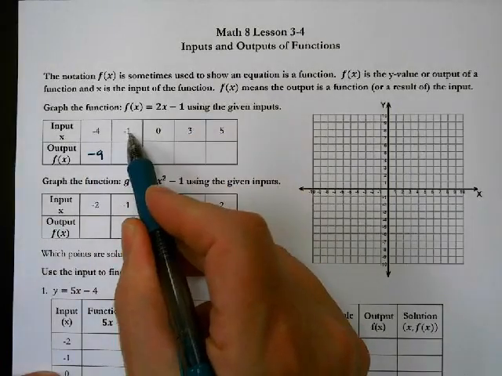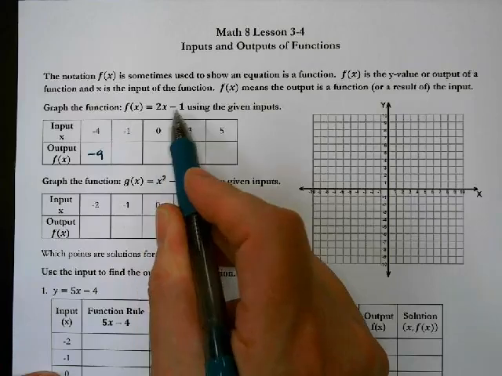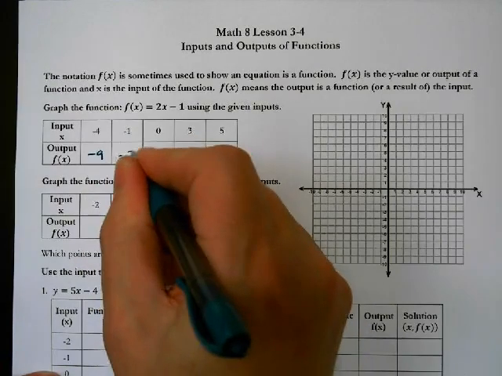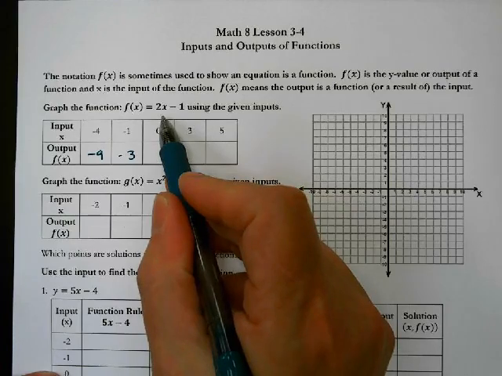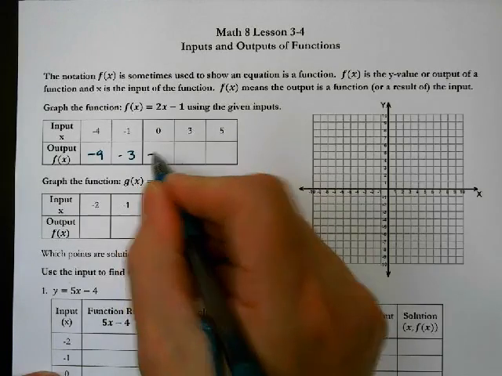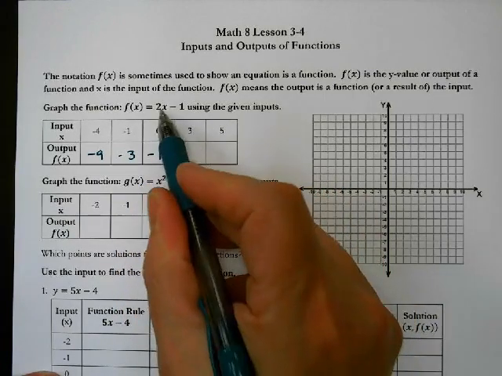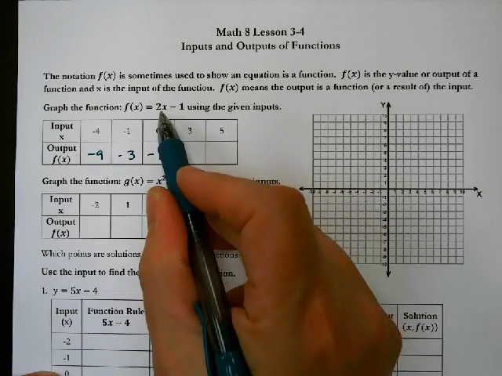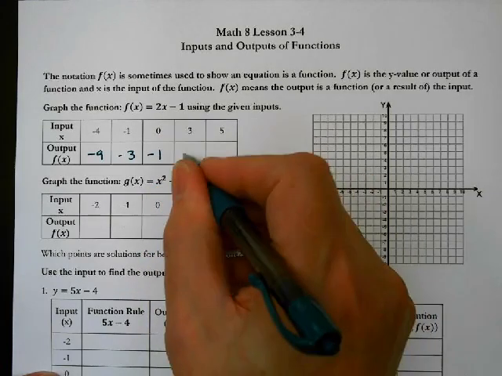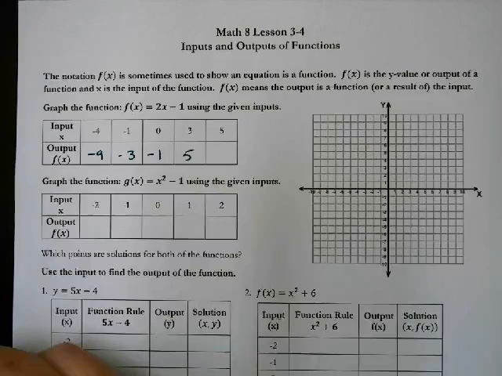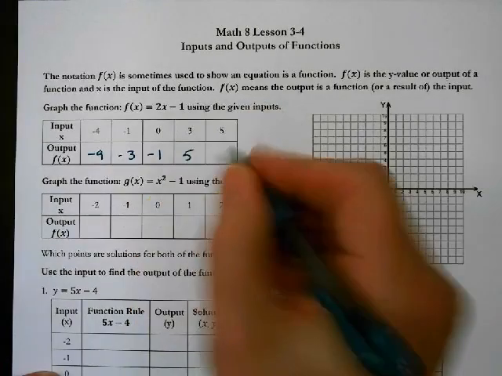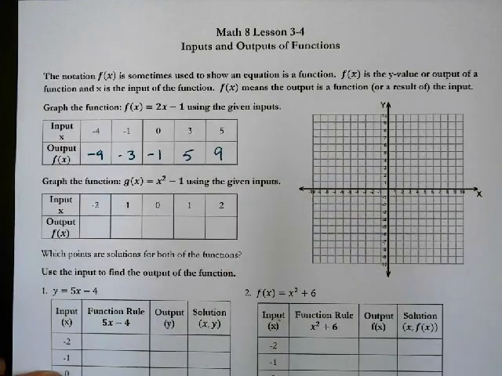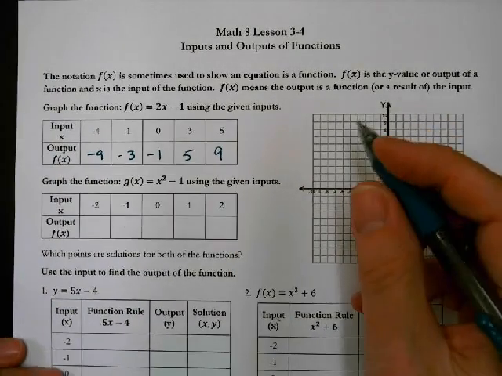2 times -1 is -2. -2 minus 1 is -3. If I plug in 0, 2 times 0 is 0. 0 minus 1 is -1. 2 times 3 is 6. 6 minus 1 is 5. 2 times 5 is 10. 10 minus 1 is 9. All right, we got a bunch of points there. Let's go ahead and graph them and see what we get.